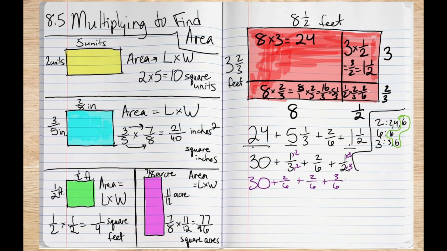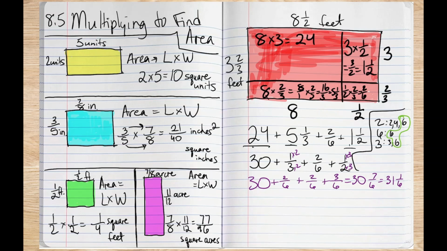Now that I've got common denominators, I can add it together. That gives me 30, 2/6, 4/6, 5/6, 7/6. And I can rewrite that. That 7/6 gives me one more, so that's like 31 and 1/6.